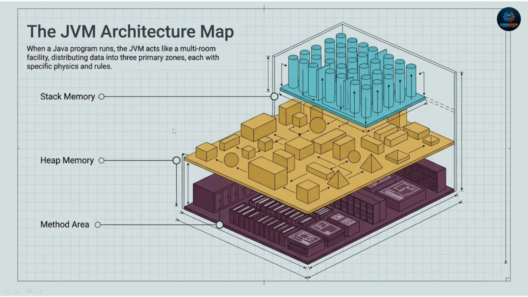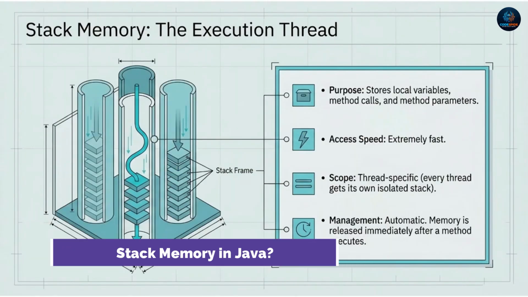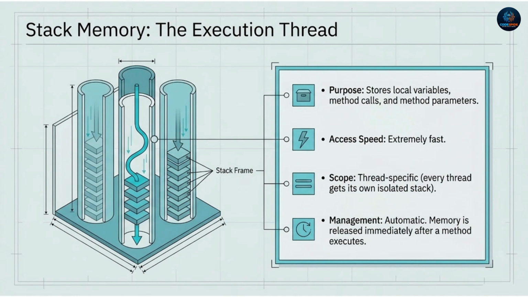So the first one is the stack memory. The stack memory is used to store local variables, method calls, and method parameters. Whenever a method is called, the JVM creates a new block inside the stack called a stack frame.